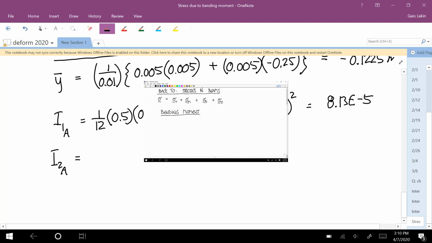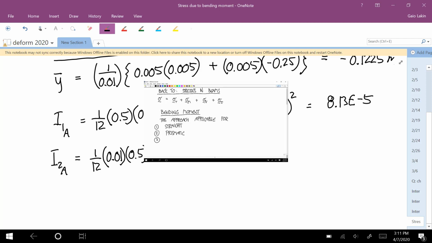So the requirements: this approach is applicable for... what are the restrictions? That's right, I think that's the one we usually called number two. Straight or close to straight. Straight is best. Prismatic, and then what's the third one? Yes.